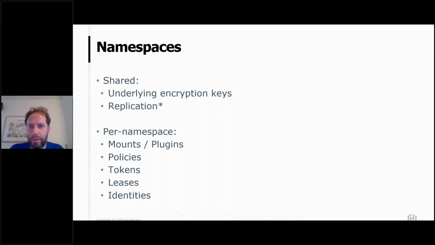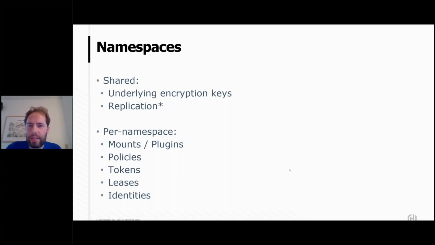The underlying encryption keys are shared, because that's Vault's storage mechanism that encrypts everything. And the replication subsystem is shared, although there are provisions that we have now, and we're working on making these even nicer with namespaces, to allow filtering. If you're doing performance replication, you can filter out various mounts, and we're working on filtering with namespaces as well. So that's that asterisk there.